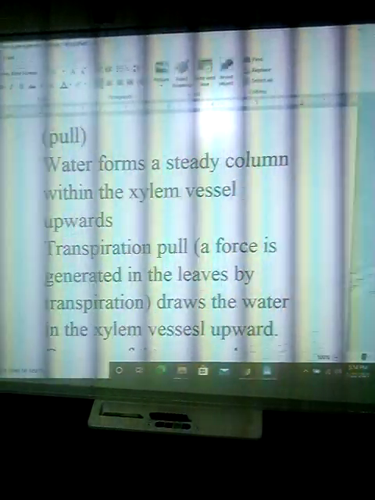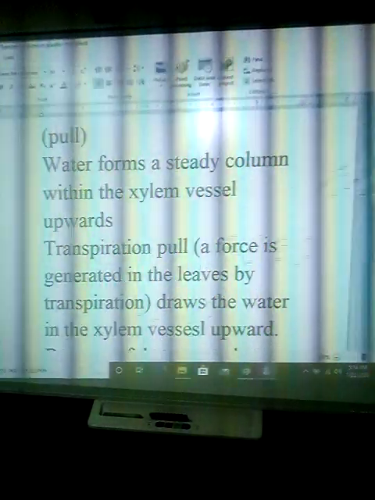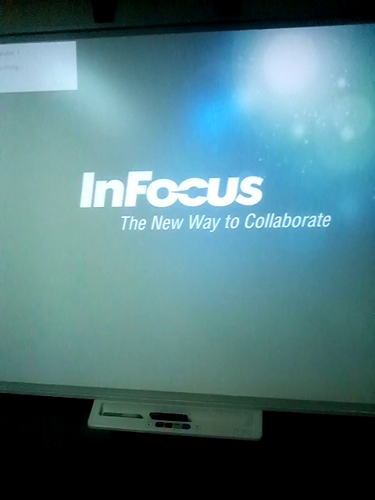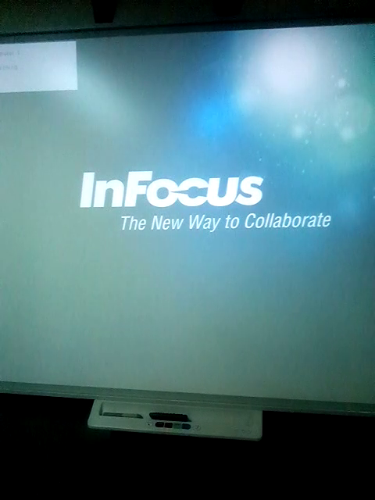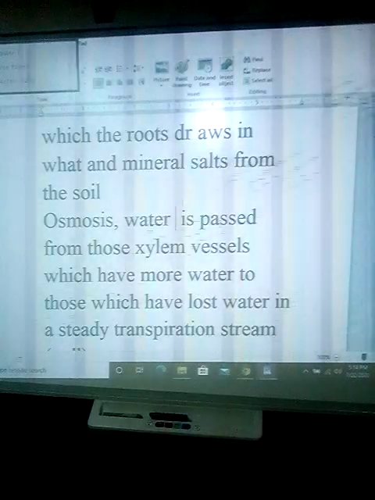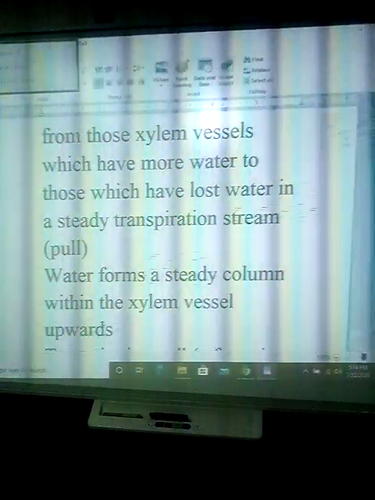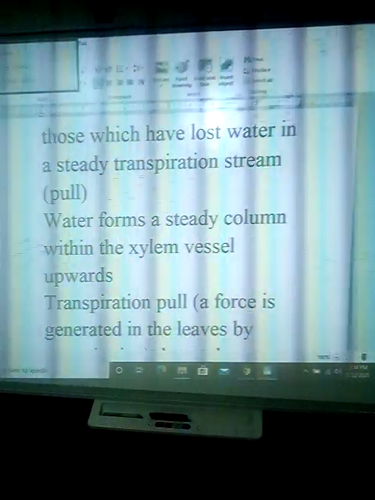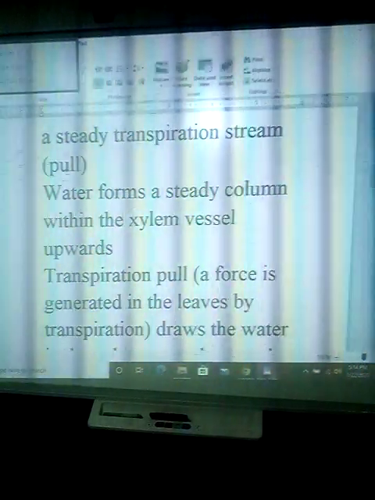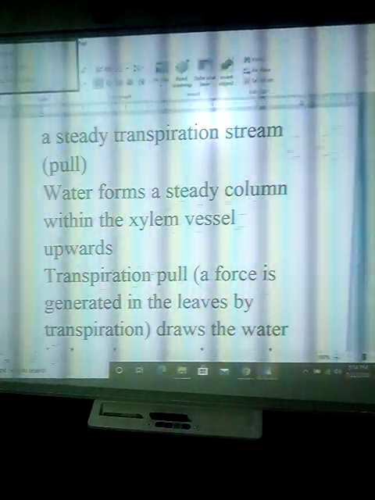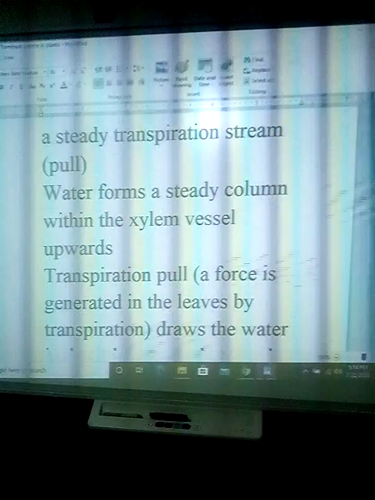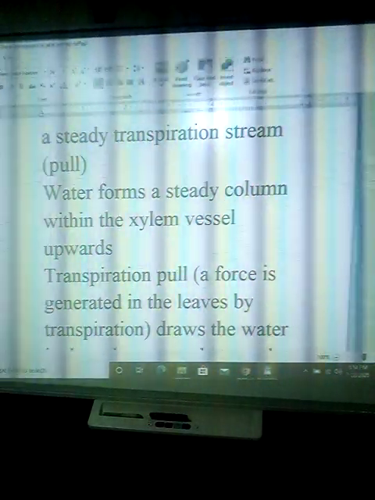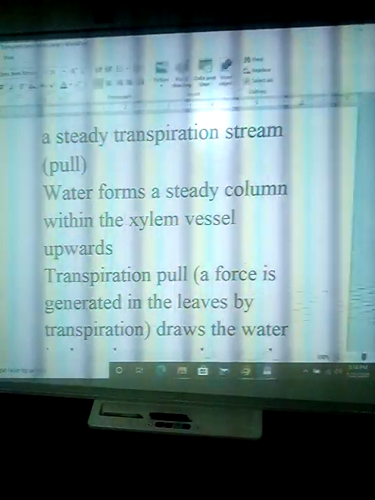Water from a steady column within the xylem vessel moves upward. Water moves upward in a steady flow. It moves upward in the plant. And as the water moves upward, nutrients are circulated, and also the water is distributed to any part of the body that needs it.